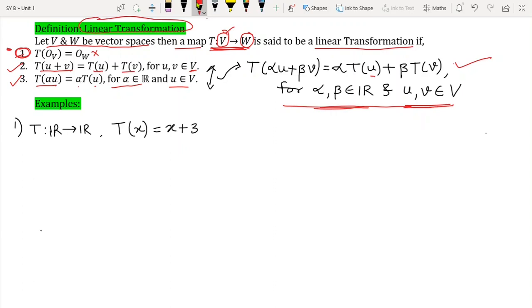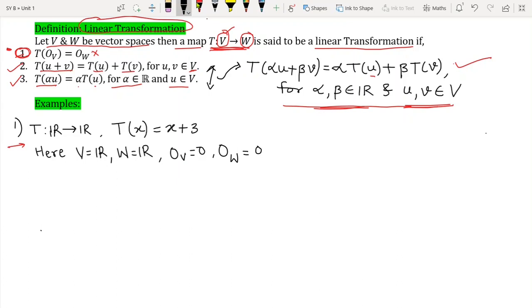So first, now see here, for this particular example, what is our domain over here? It is R, so I will call it V. So I will say here our domain V is equal to R, and what is our codomain W? That is also R. So what is our 0 of V? That is our domain, that is our usual 0, and 0 of this W is also our usual 0.